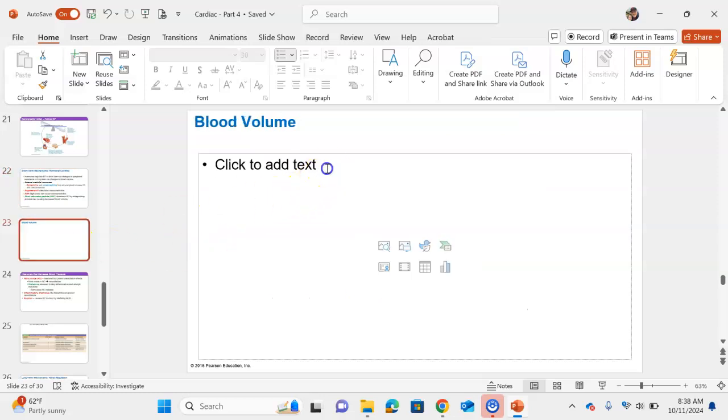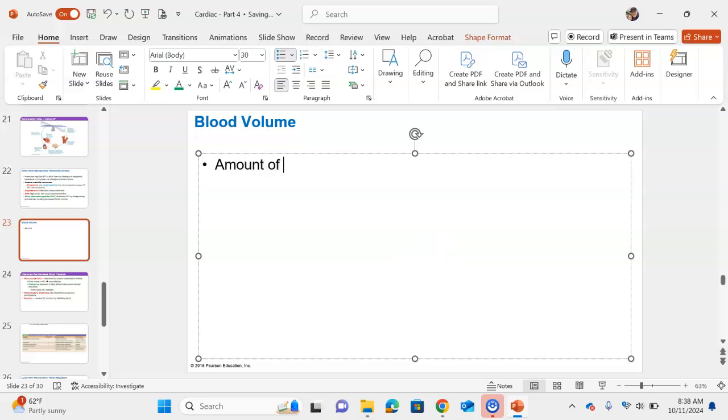All right, so what is blood volume? Pretty much the amount of blood in the vasculature at any given time. All right, so the amount of blood in our body at any given time.